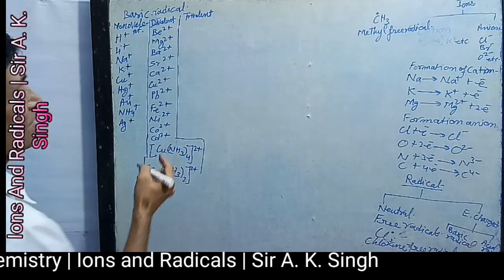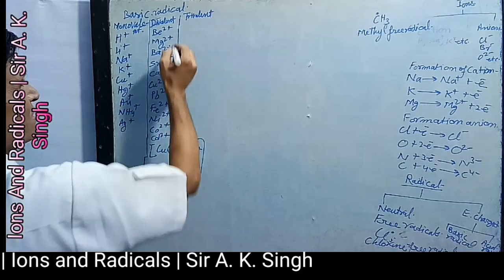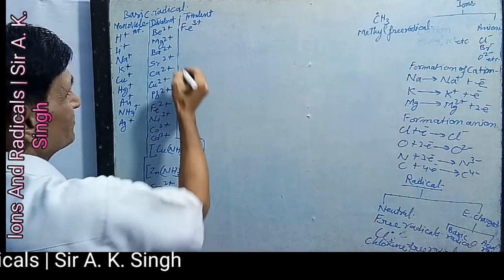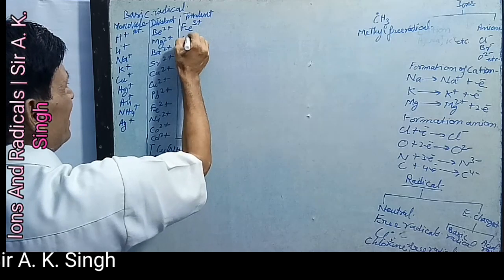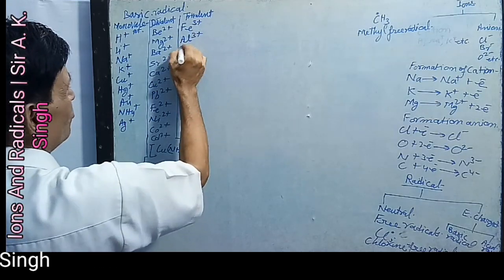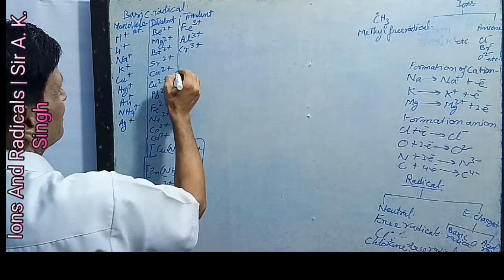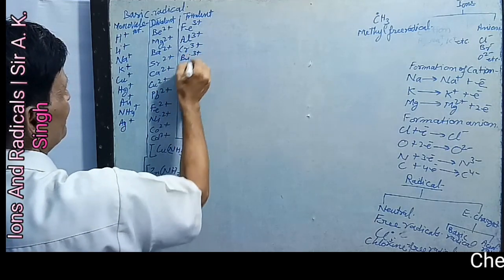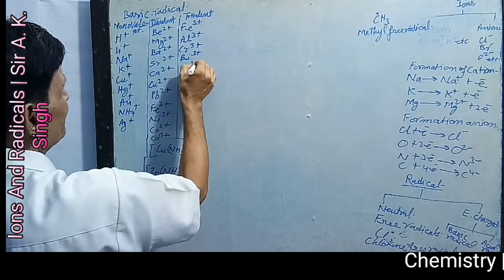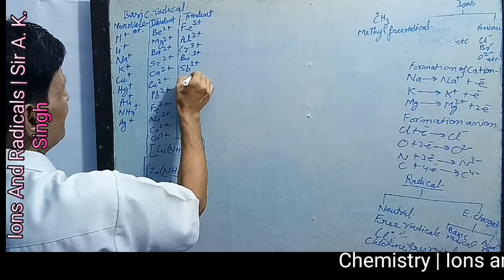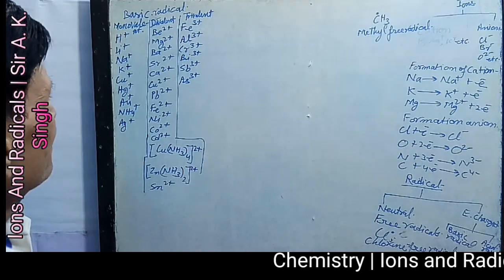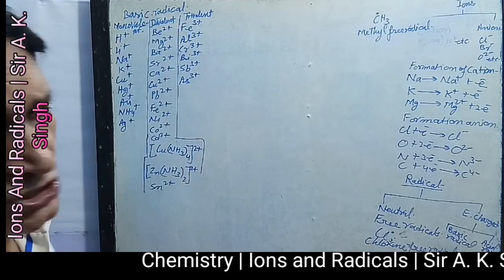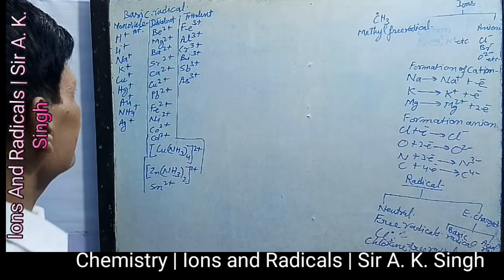Now trivalent. Trivalent ions have three positive charges. For example, ferric ion, aluminium ion, chromium ion, and after that bismuth, antimonous, arsenous. These are ions which have three positive charges. They are called trivalent cations.